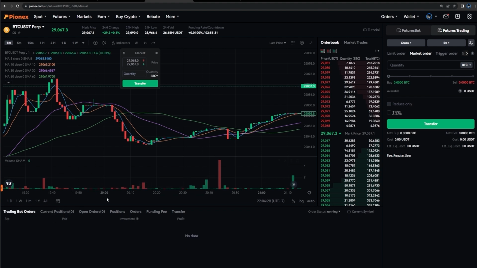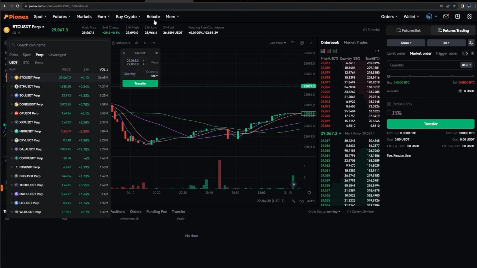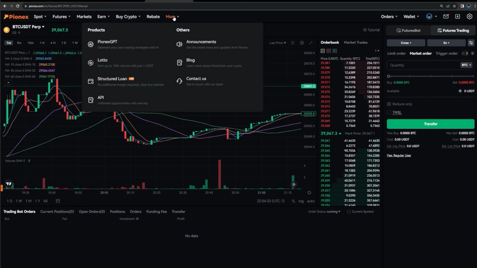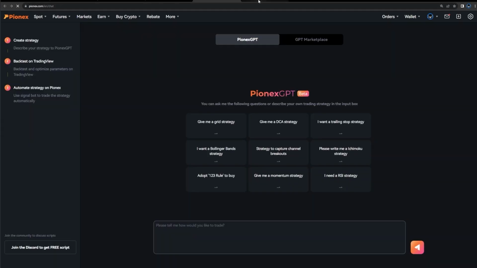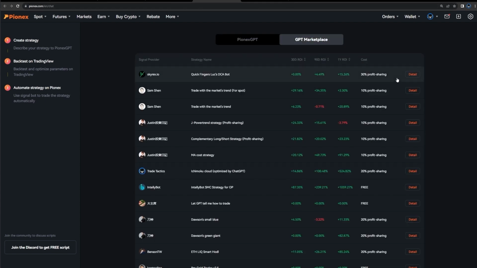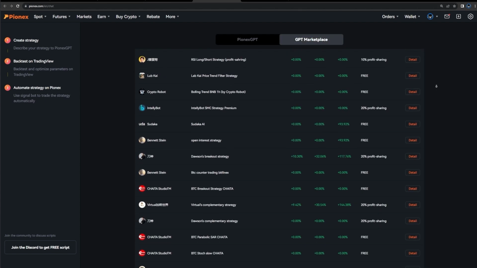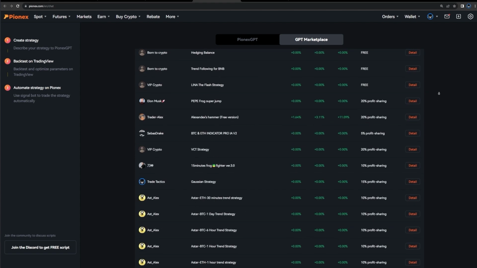So for me, since I'm not in a restricted region, I can click on more than GPT Marketplace on the global site. Then I'll scroll down to Larry Williams SmartBot, click subscribe, and then I'll input my investment amount. I can monitor this trade history also by just clicking on trading bot orders.